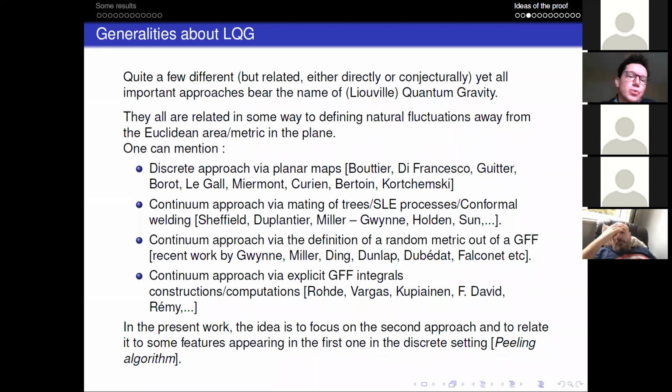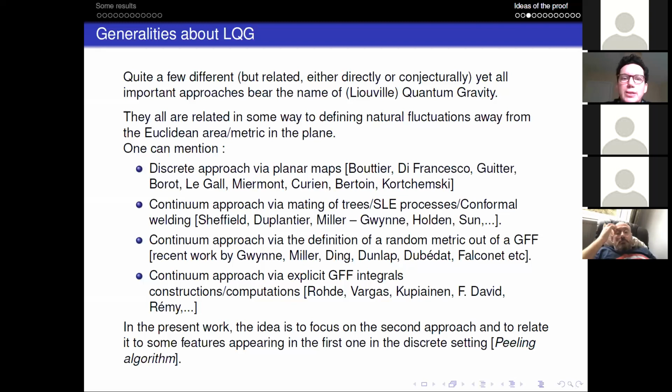And then, of course, there's also the sort of continuum approach via somehow explicit Gaussian free field integrals construction and computations. So these are papers by Rhodes, Vargas, Kupiainen, François David, and Guillaume Remy and others. So all these things have to do with more or less the same things, and some of the challenges, of course, have to do with relating each of these items with each other. But there are somehow quite different approaches to this.